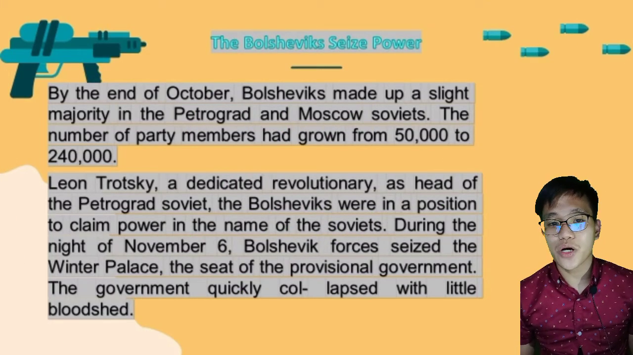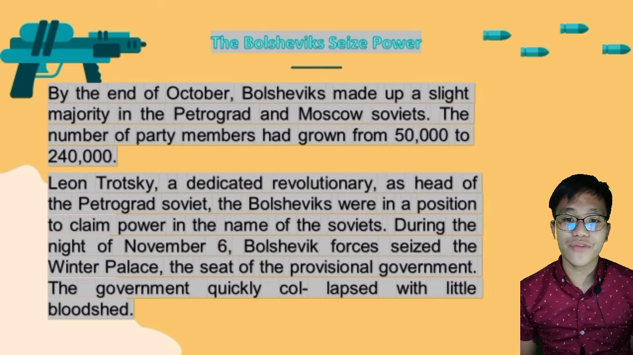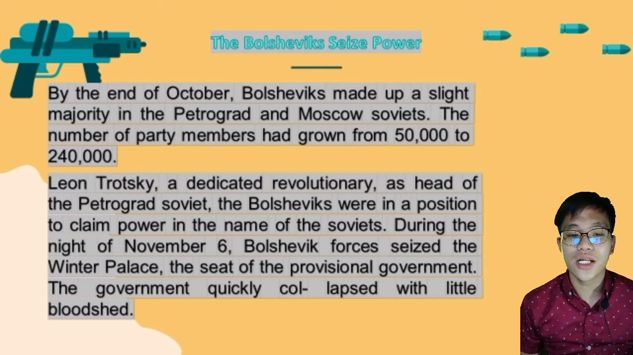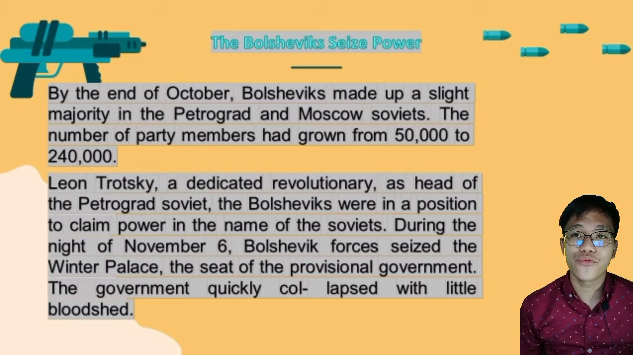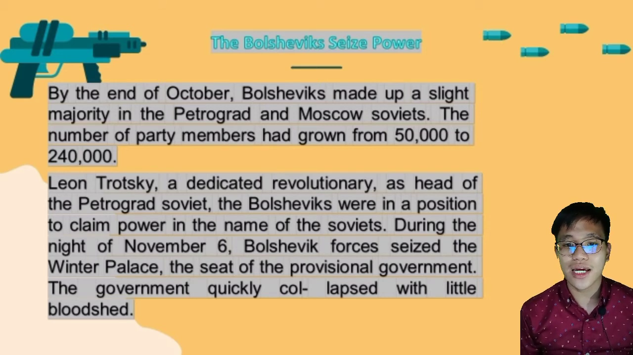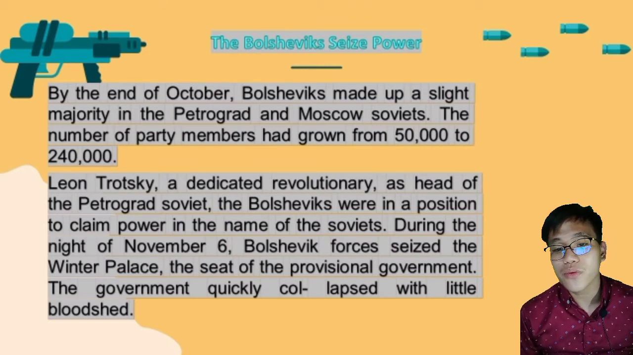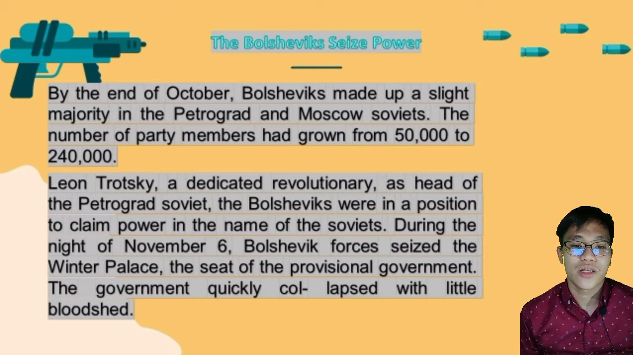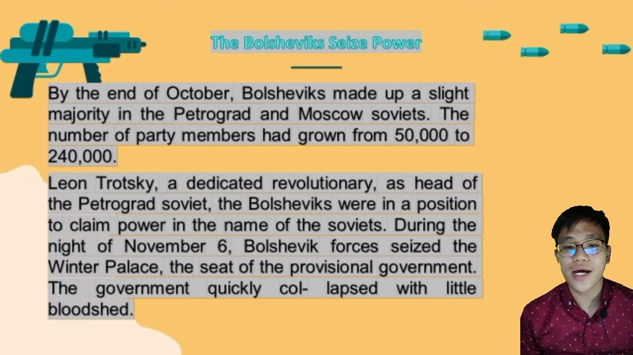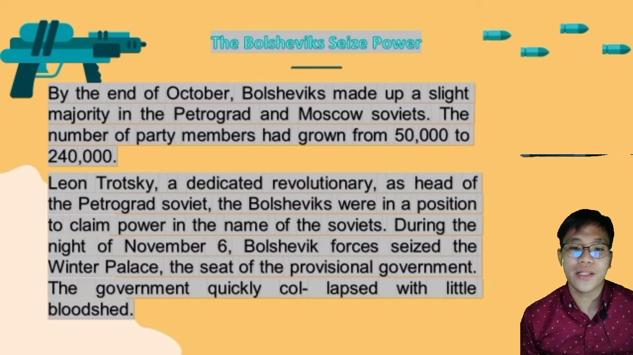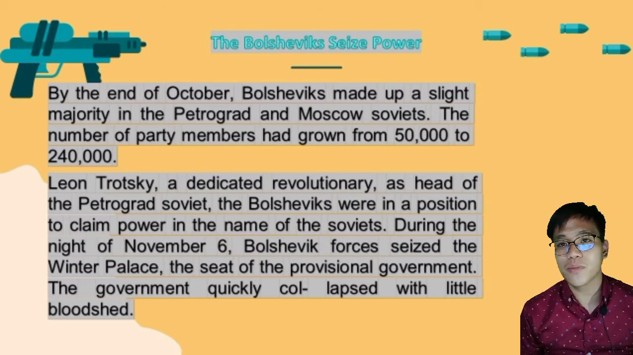The Bolsheviks seized power. By the end of October, the Bolsheviks made up a slight majority in the Petrograd and Moscow Soviets. The number of party members had grown from 50,000 to 240,000, with Leon Trotsky, a dedicated revolutionary, as head of the Petrograd Soviet. The Bolsheviks were in a position to claim power in the name of the Soviets. During the night of November 6, Bolshevik forces seized the Winter Palace, the seat of the provisional government. The government quickly collapsed with little bloodshed.